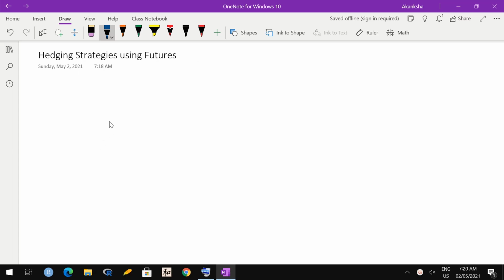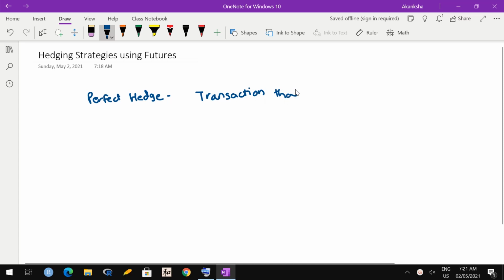Okay. So ideally, any investor would want something called a perfect hedge. What is a perfect hedge? A perfect hedge is a transaction that eliminates the risk completely.